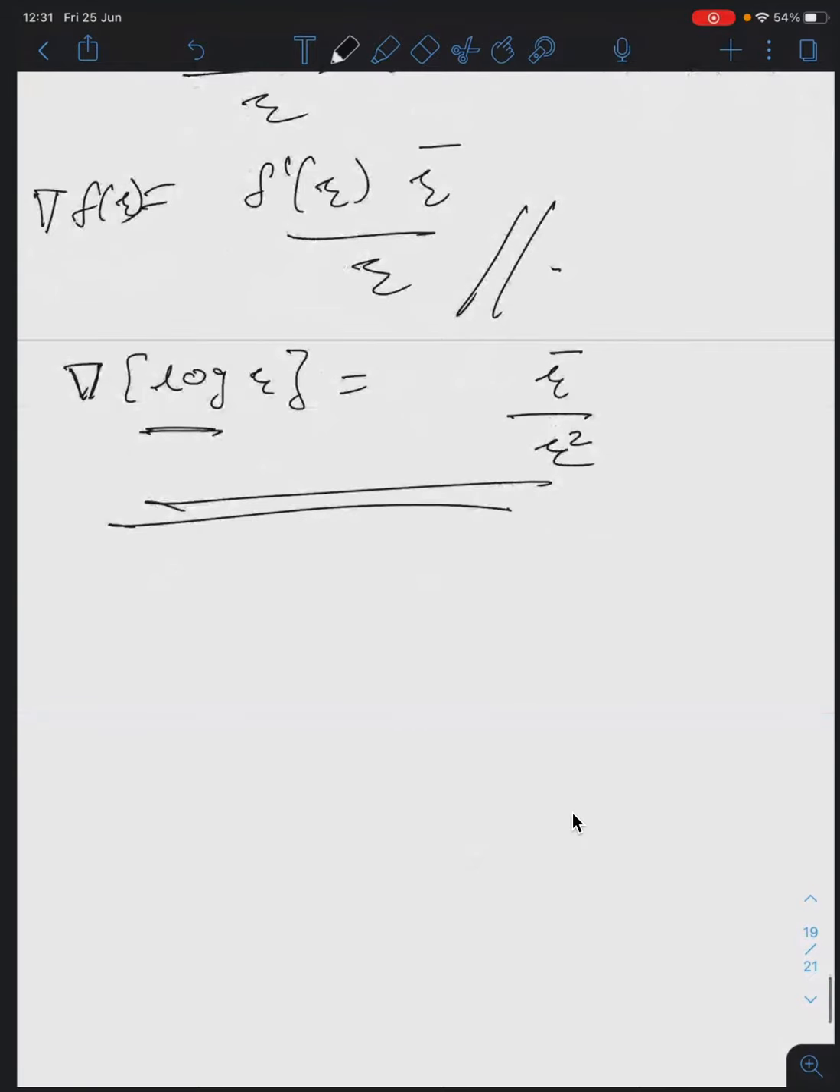Similarly, you can prove this also. Note down. Prove that del r to the power n is n into r to the power n minus 2 into r bar. Prove this one.